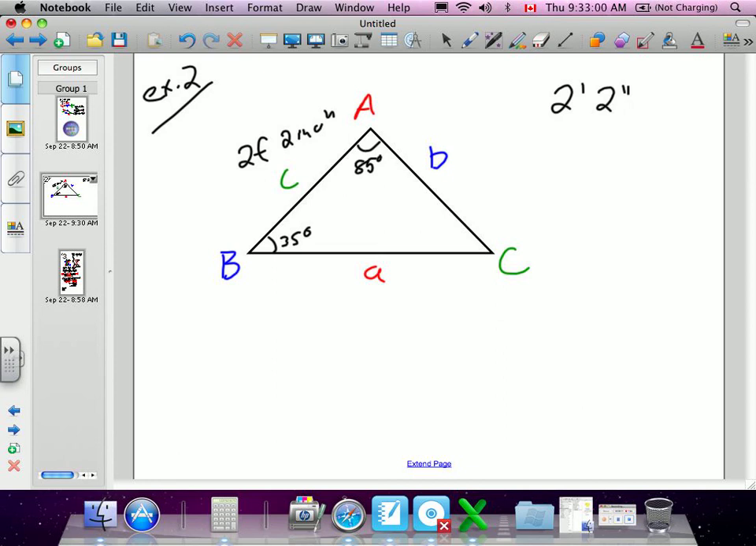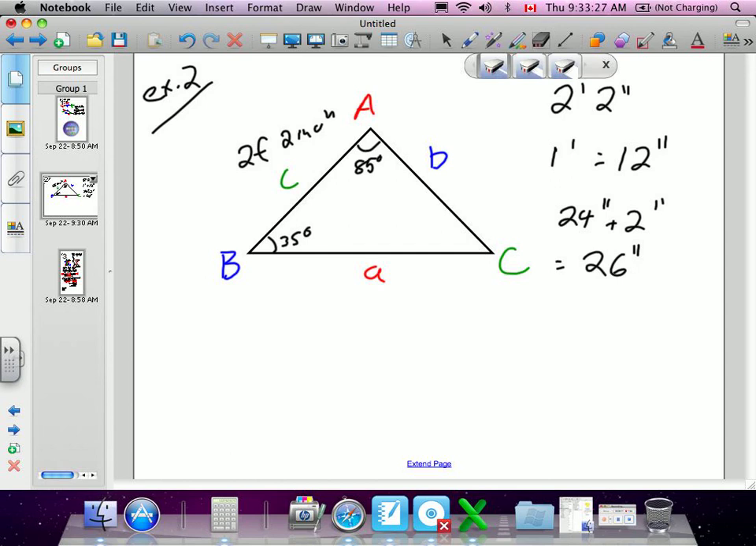So 2 feet, each foot is equal to 12 inches. Okay? So if I have 2 feet, that means I have 24 inches plus the original 2 inches. Very good, guys. 26 inches. So C, I'm going to erase this now. Actually, no, I'll write it in red, just above. We're going to be working with 26 inches as side C.